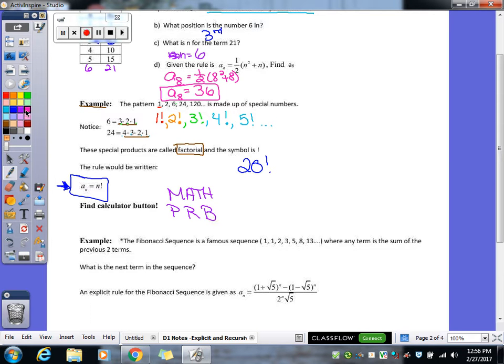You would arrow over to your PRB, which stands for probability. And then it's your choice 4. So what I want you to do is practice that. Find your 8 factorial. I don't think your calculator will actually do 20 because the number is way too big. But I want you to practice doing 8 factorial. So you have to type in your 8 first, and then go over to PRB, choice 4, and it'll get you your answer.